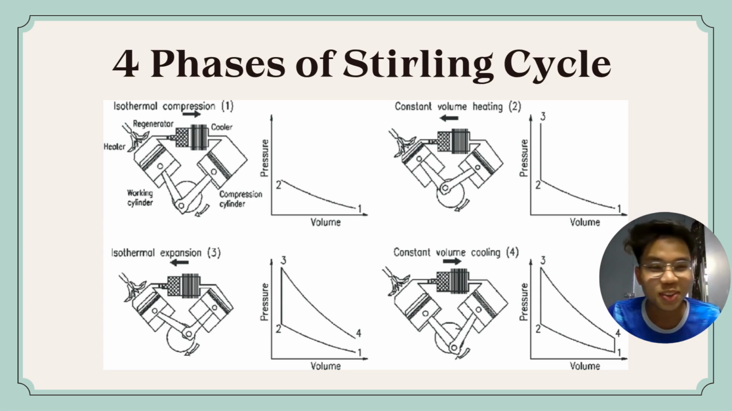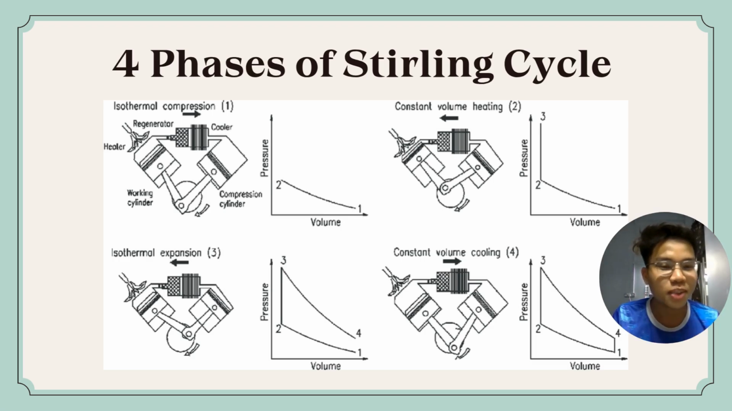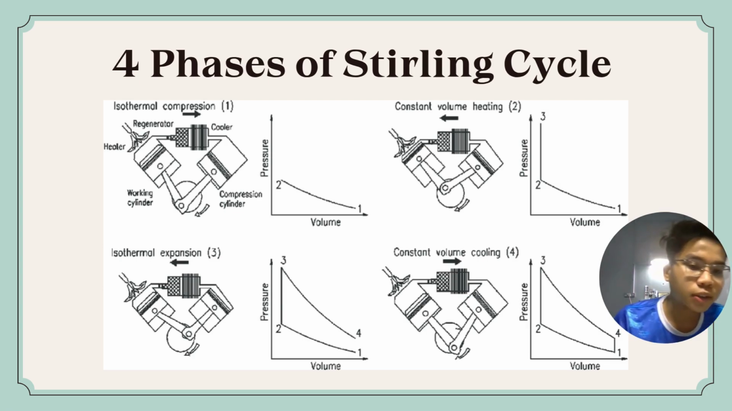Hi, Assalamualaikum. Today, I will explain the four phases of the Stirling cycle, which is a type of heat engine cycle. This cycle is known for being efficient and environmentally friendly. It consists of four key processes, which are the isothermal compression, the constant volume heating, isothermal expansion, and the constant volume cooling. Let's go through each phase step by step.